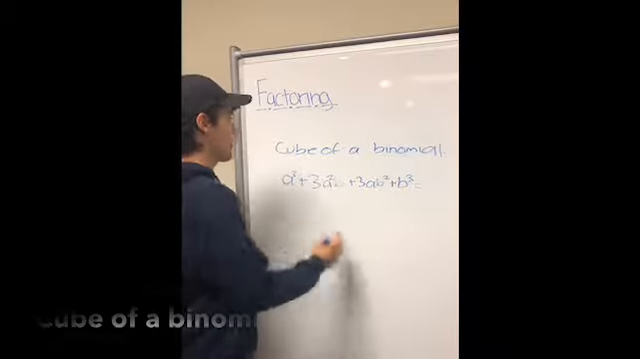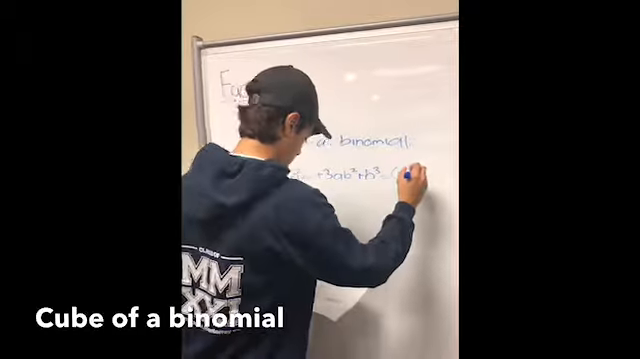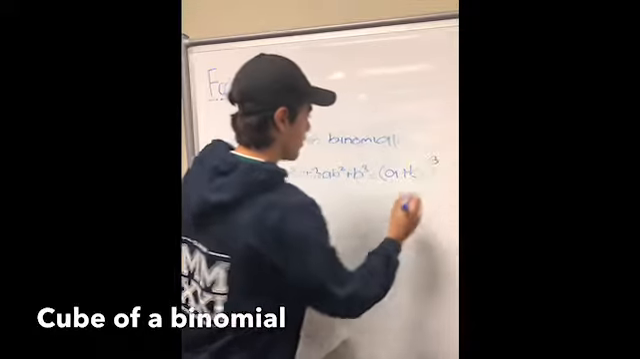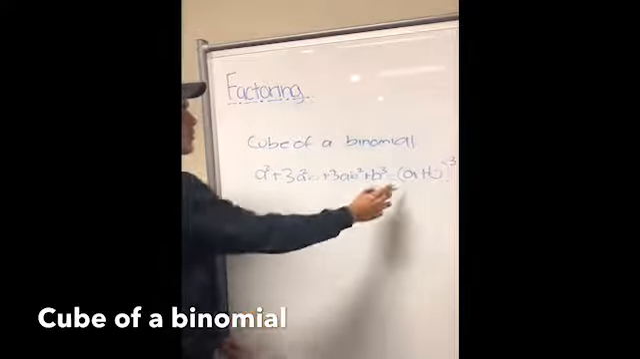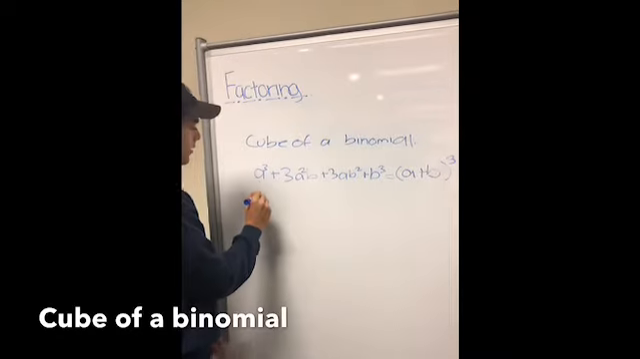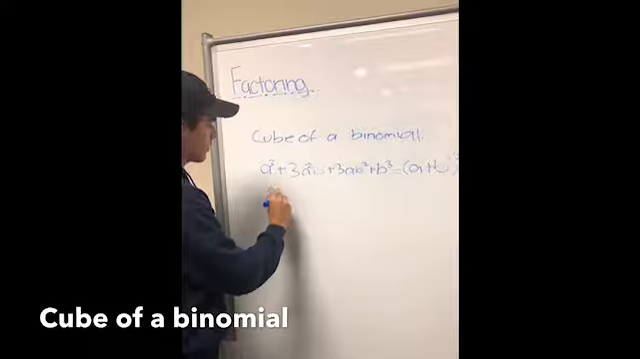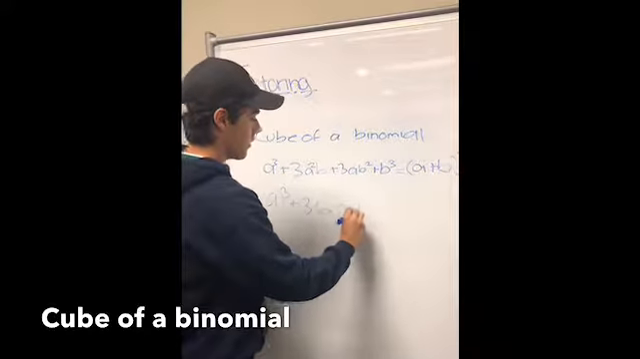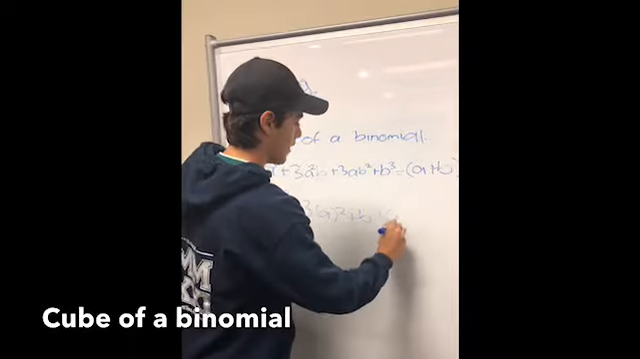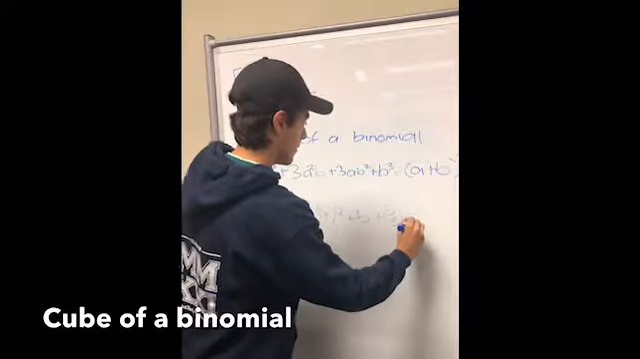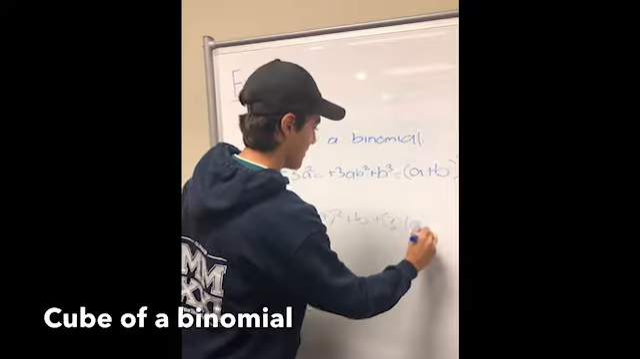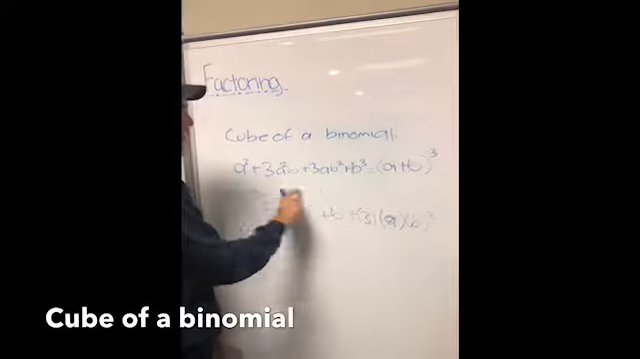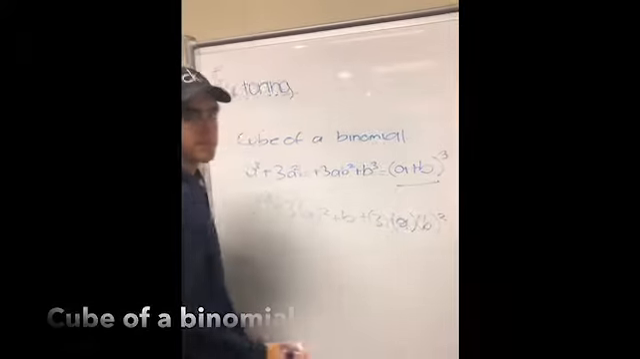The formula to factorize a cube of a binomial will be a plus b to the cube. But we need to analyze first if we could use this formula. First, the first term has to be cubed, plus 3 times a squared times b, plus 3 again, and this one has to be cubed. Only if you have the formula like this, you could use this formula.